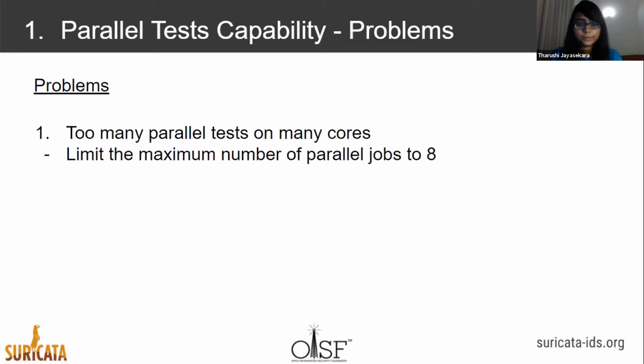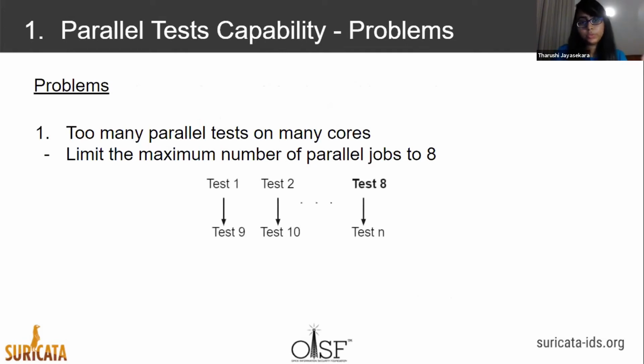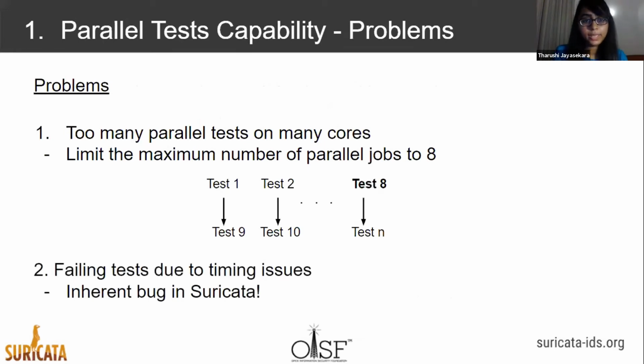But in the process of making it work, we also ran into several problems. For example, on machines that have too many cores, there were too many parallel tests, causing it to run out of memory. As a solution, we limited the maximum number of parallel jobs to 8. Secondly, we came across some tests that were failing due to timing issues, which happens to be an inherent bug in Suricata. So I'm glad this implementation helped us find such important things.